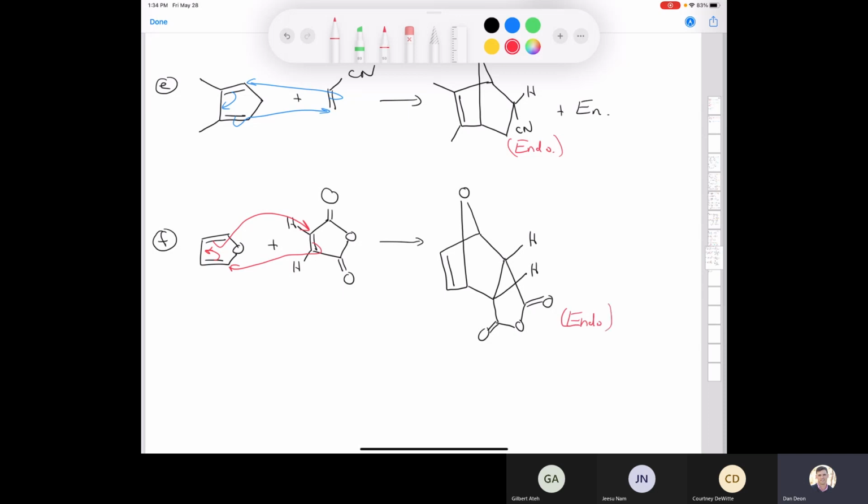Endo product. I have a question for you guys. Will I also form the enantiomer in this case? Yes or no? Would I form the enantiomer in this case?